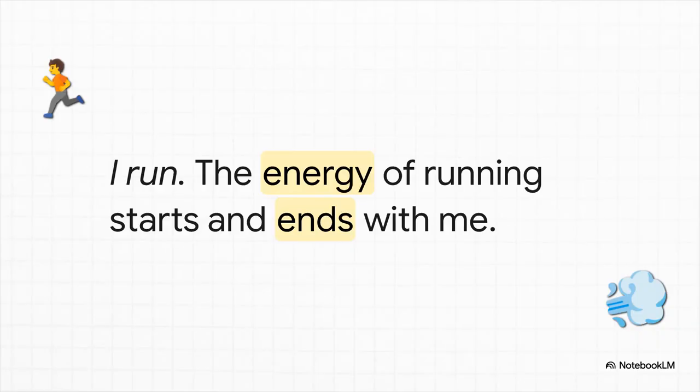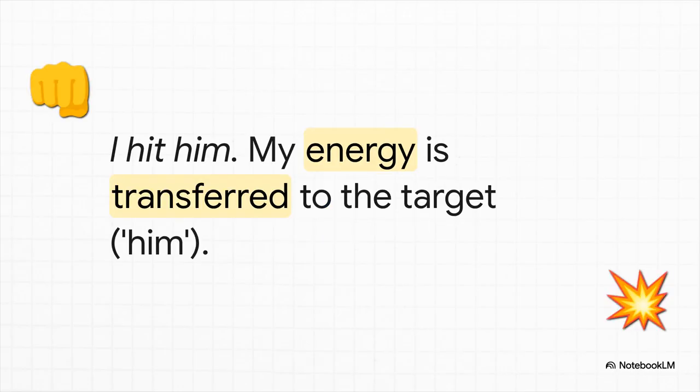Just take a super simple sentence like "I run." I'm the one doing the action, and all that energy from running starts with me and it ends with me. The energy doesn't go anywhere else. It doesn't transfer to anyone. It's totally self-contained. Okay, but now look at this one. "I hit him." See the difference? My energy doesn't just stay with me this time. Nope, it leaves me, travels through the air, and makes an impact on a target, in this case, him. My energy is transferred. And that right there, that's what a transitive verb is all about.